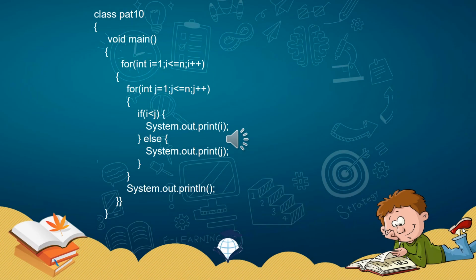This pattern has 5 rows and 5 columns. There is a comparison of I and J. If I is less, it prints the I value. Otherwise, it will print the J value to get the mixed pattern.